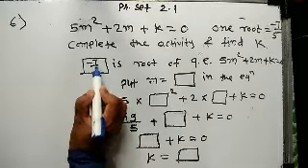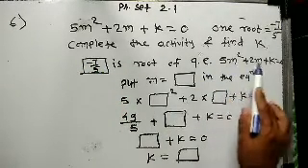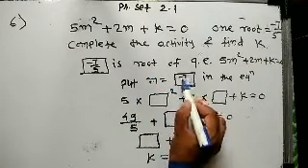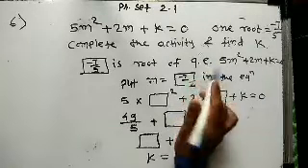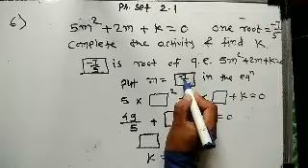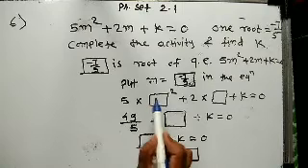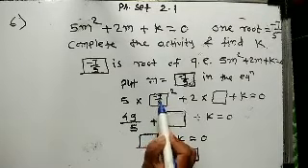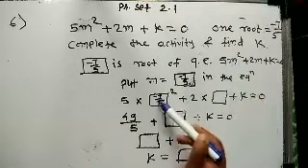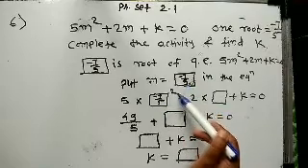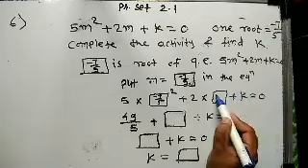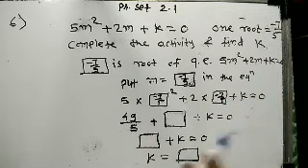Therefore we can write here minus 7 by 5 is the root of the quadratic equation 5m square plus 2m plus k is equal to 0. Put m is equal to minus 7 upon 5. Then here you can write 5 as it is, minus 7 upon 5 whole square, plus 2 into m, that is minus 7 upon 5, plus k is equal to 0.